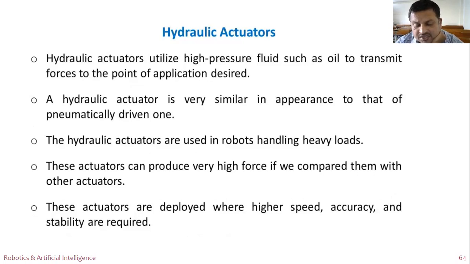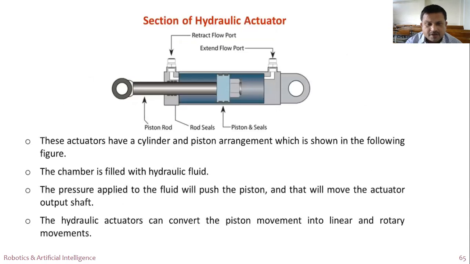A hydraulic actuator is very similar in aerospace to a pneumatically driven one. The hydraulic actuators are used in robots for handling heavy loads. These actuators can produce very high force if we compare them with other actuators. These actuators are deployed where higher speed, accuracy, and stability are required. Now, see the section of a hydraulic actuator, where the damping fluid is there.